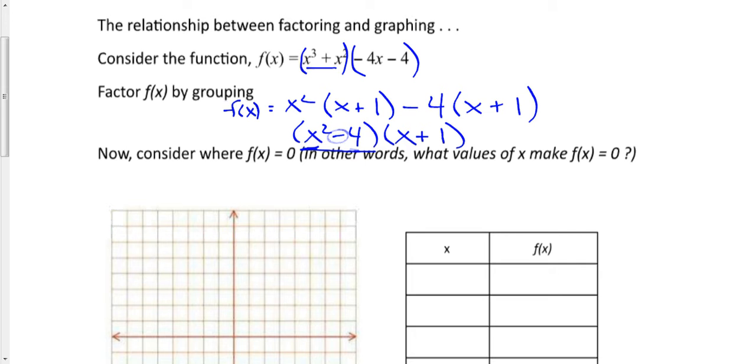Difference of squares, yes. And that factors into x minus 2, x plus 2, and then don't forget this guy, x plus 1. And that equals f of x as well. Is that completely factored now? Yeah.